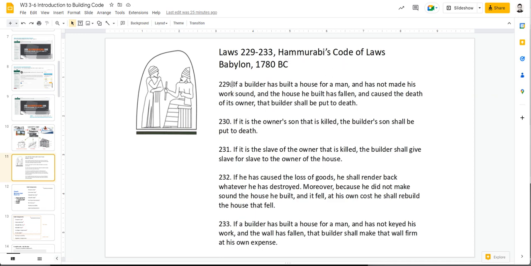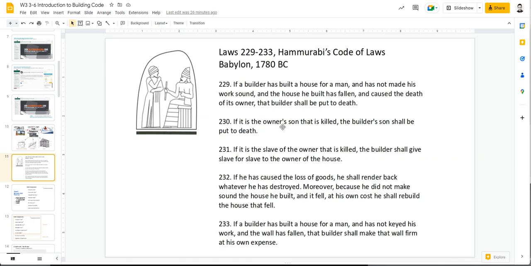If a builder has built a house for a man and has not made his work sound, and the house he built has fallen and caused the death of its owner, that builder shall be put to death. So it's like a building code that says, make your building strong, because if it kills the owner, then you will be put to death. So it's not really focused on safety, but punishment.